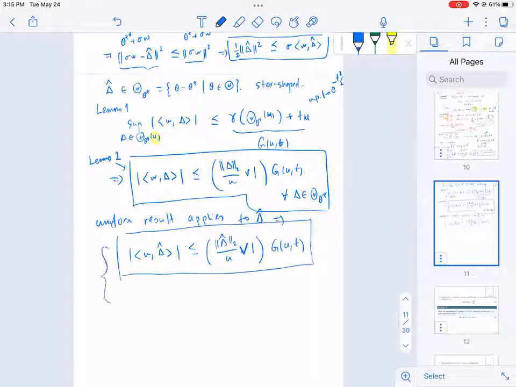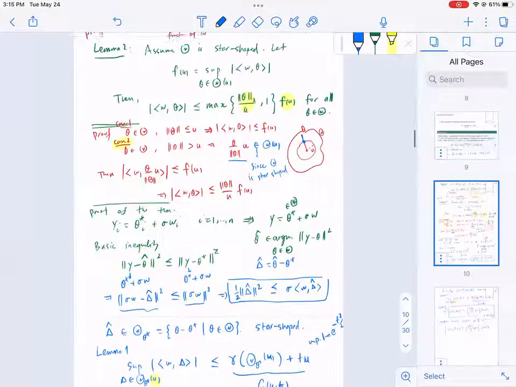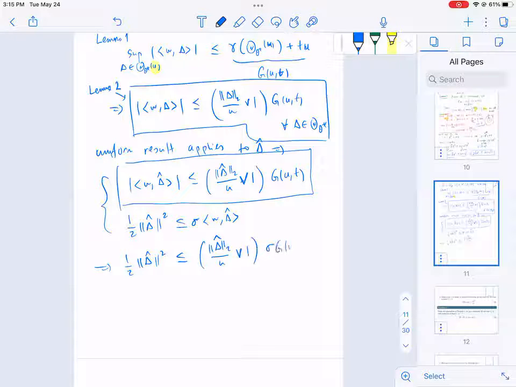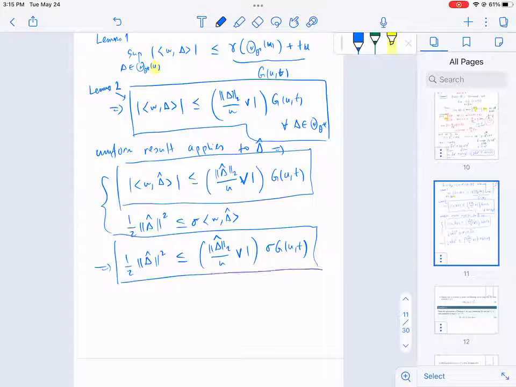Now combined with the basic inequality, right? This was the basic inequality that we had above there. So sigma W delta hat. Combine them, what I would get is 1/2 norm of delta hat squared is less than or equal to this guy over U, times sigma g ut. Okay, that's basically the end of the story, more or less.